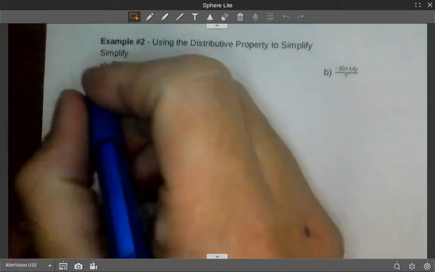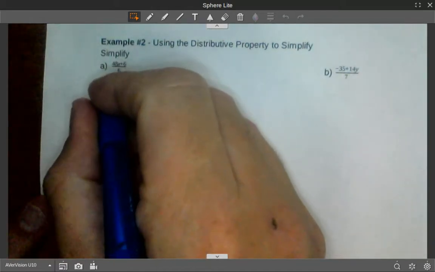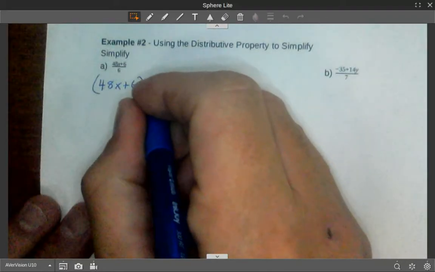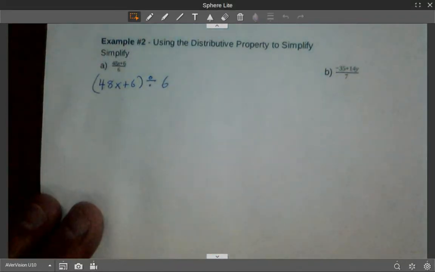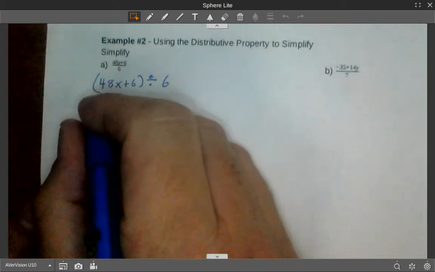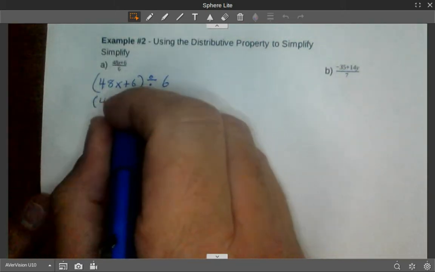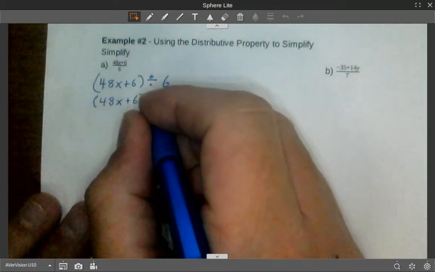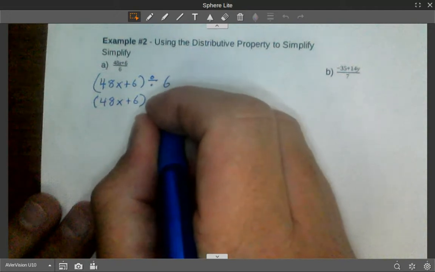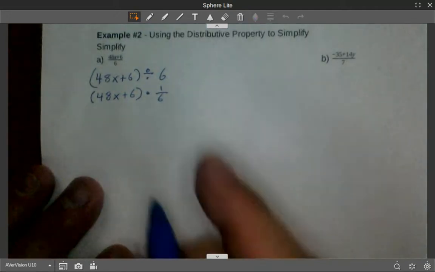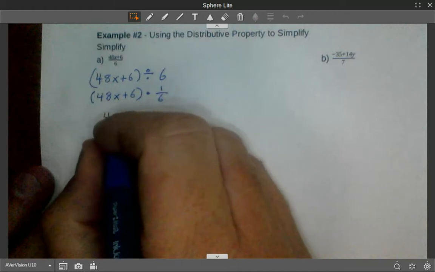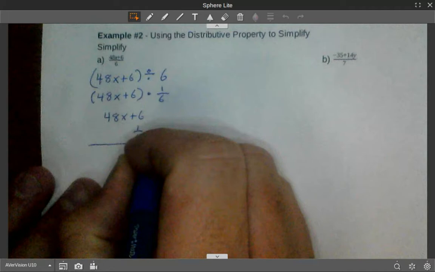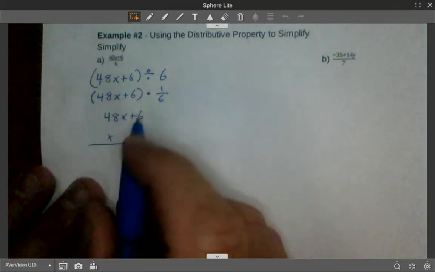I'm going to show you a couple different ways to do this problem. First off, if we wanted to, we could rewrite it so it's 48x plus 6, all inside parentheses, and then divided by 6. Now, to do this, we would have 48x plus 6, and remember, copy dot flip or multiply by the reciprocal, so times 1/6. And if we have a problem like this now, we would want to take the 1/6 and multiply it by everything in 48x plus 6.